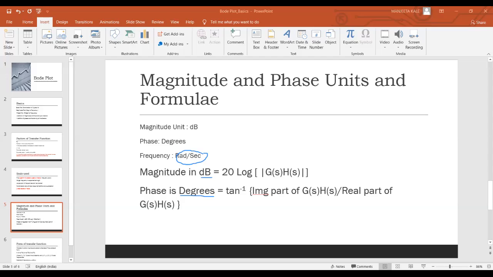In root locus also we have used. This is equal to tan inverse of imaginary part upon real part. That's the simple formula. Magnitude formula, we need to calculate the magnitude of G(s)H(s), and then we need to take logarithm of that and then multiply it with 20 to convert it into dB, because the unit that we are using for magnitude is dBs. Okay, so now we go to next slide.